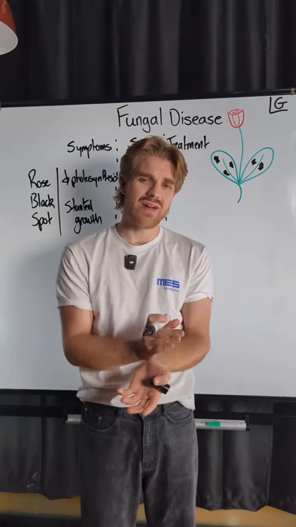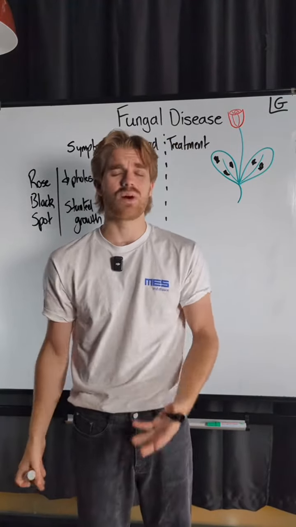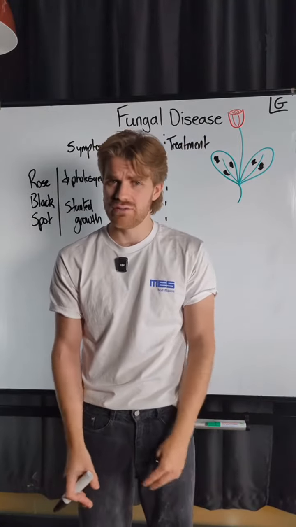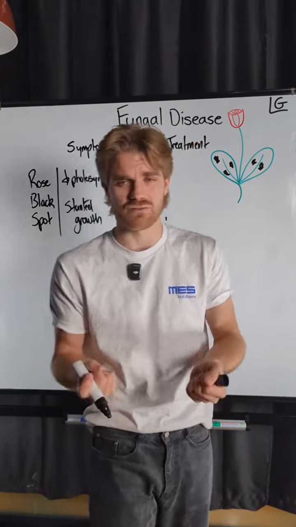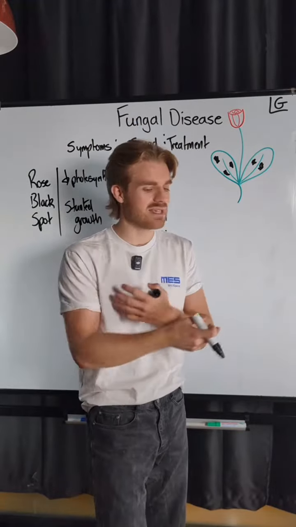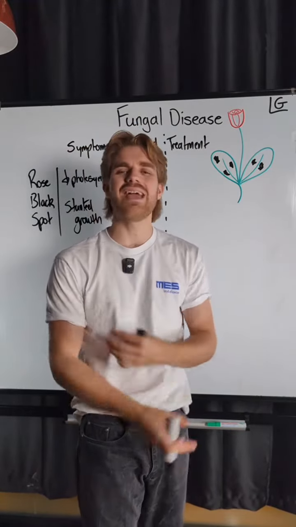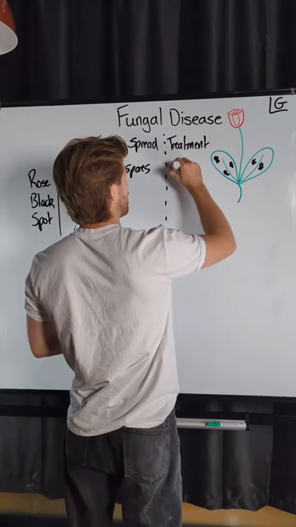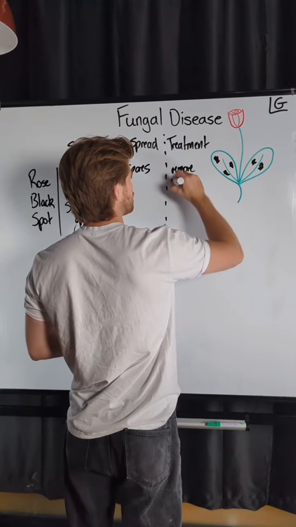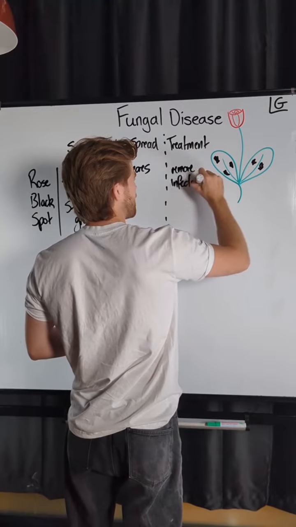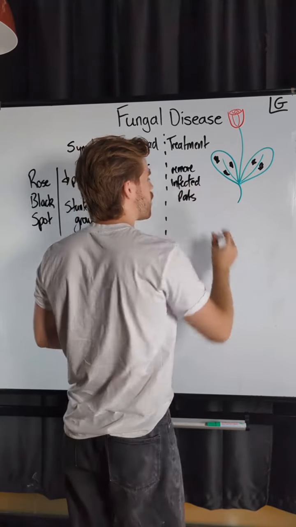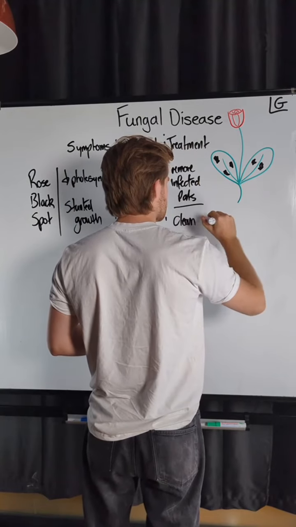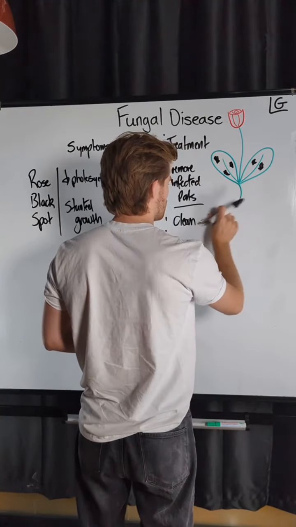So how do we prevent the spread of this pathogen? Well, it's really quite difficult. The spores last for a really, really long time. They're really tough and resistant. They will last in the soil for ages and ages and ages. So we might want to remove infected parts of the plant. We might want to clean our tools carefully, making sure we reduce the spread as much as possible.